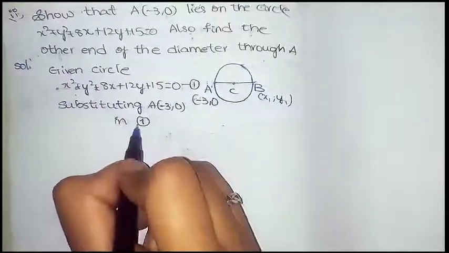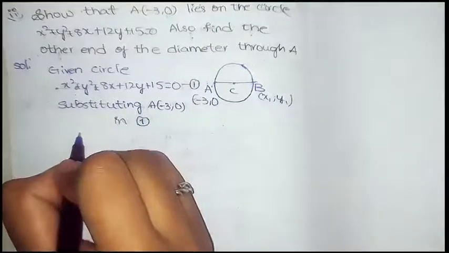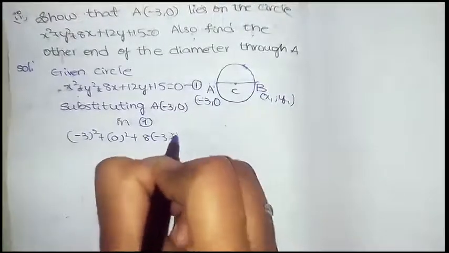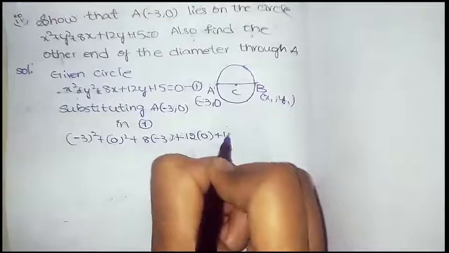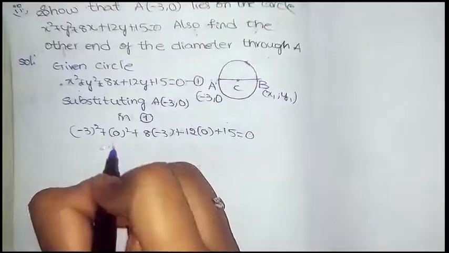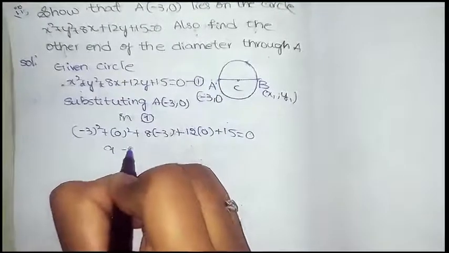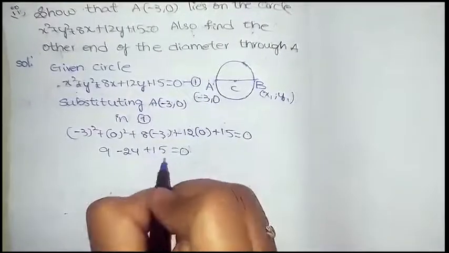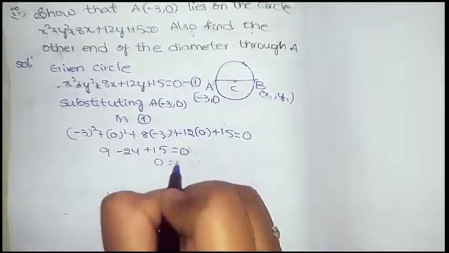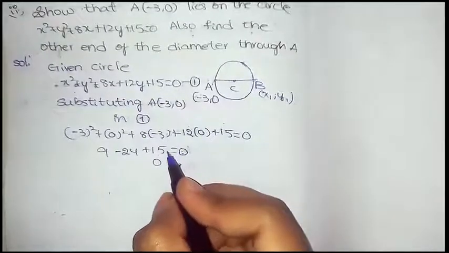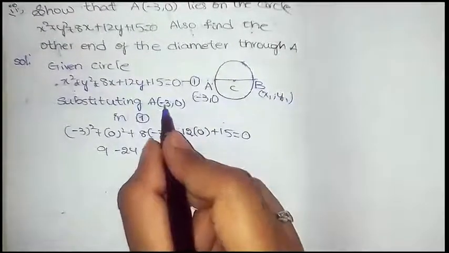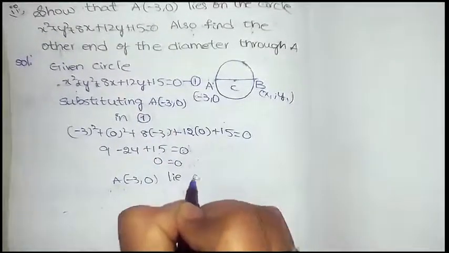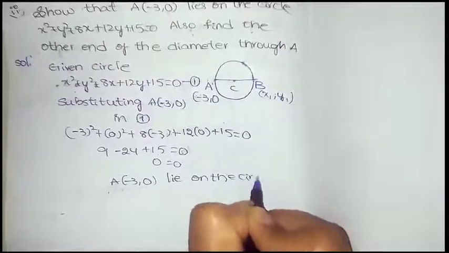Now we have to substitute the given point in equation 1. So 3 square, 0 square, 8 into minus 3, plus 12 into 0, plus 15 is equal to 0. 9 minus 24 plus 0 plus 15 is equal to 0. So this is equal to 0, which means it satisfies the given equation. So A, minus 3 comma 0, lies on the circle.